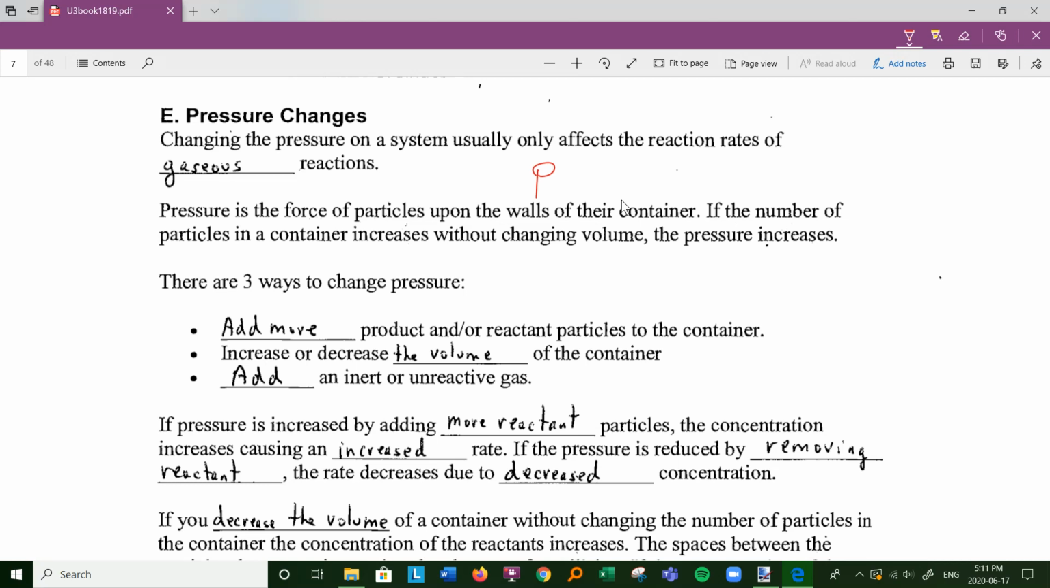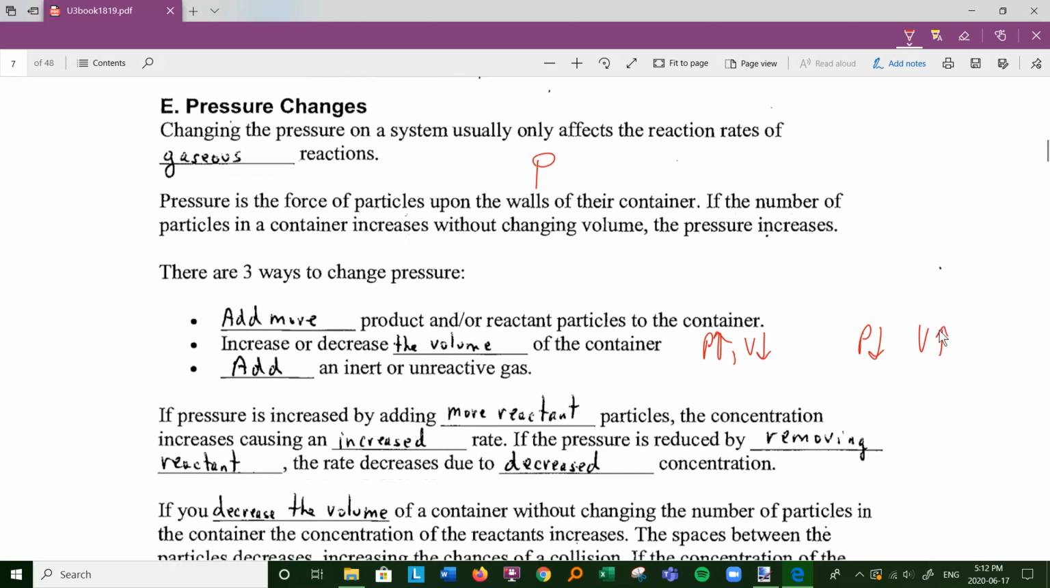We can add more products to a fixed container, right? We can increase or decrease the volume. That's Boyle's law, right? Pressure goes up, volume goes down, pressure goes down, volume goes up. So we can play around with that to change the pressure, and in so doing, possibly change the rate of the reaction. Or we can add an inert gas. Inert is another name for unreactive. So there are ways to change the pressure, and those are 3 of them.